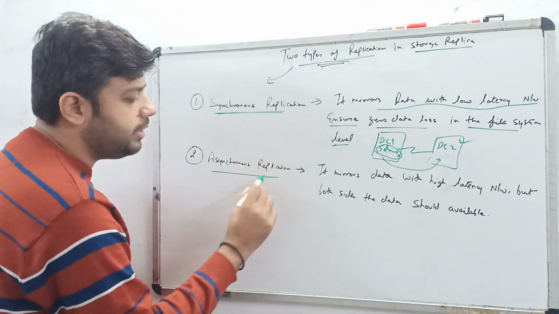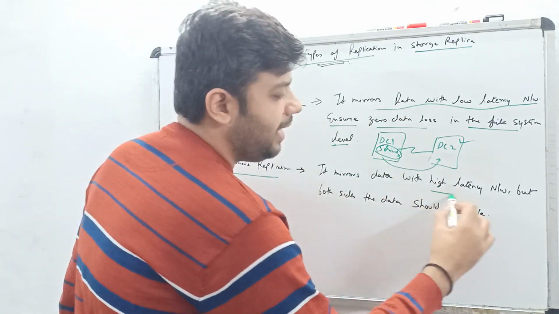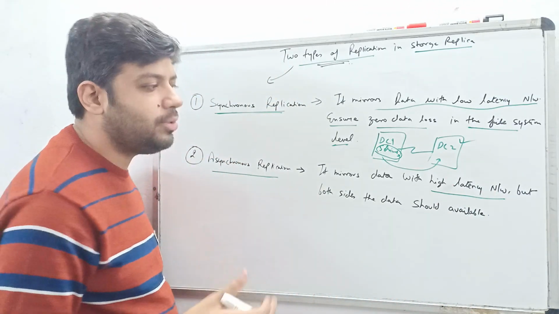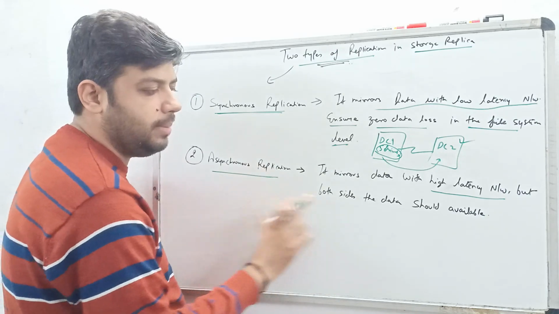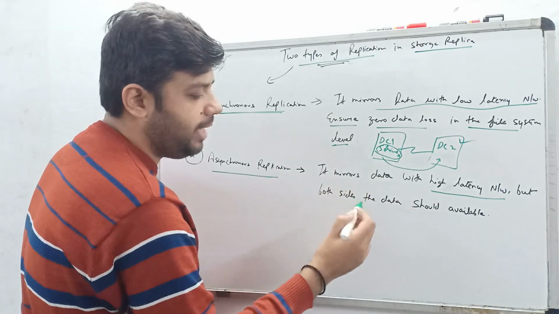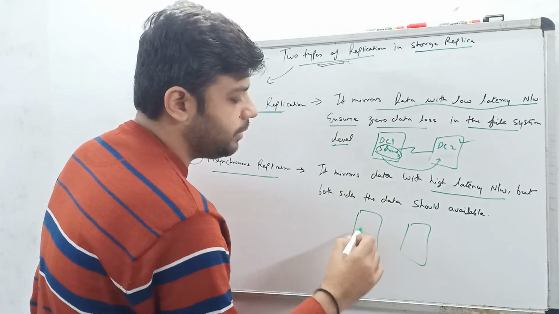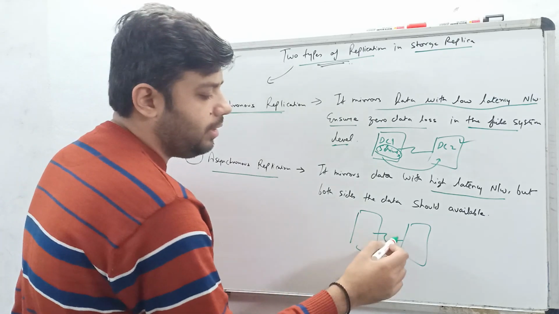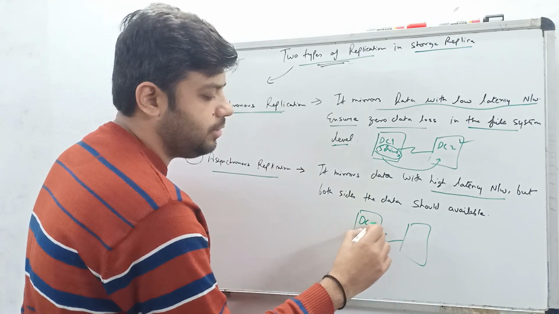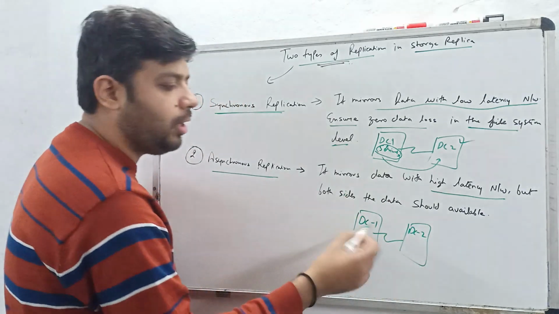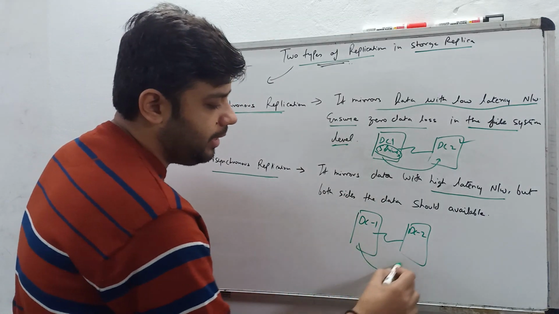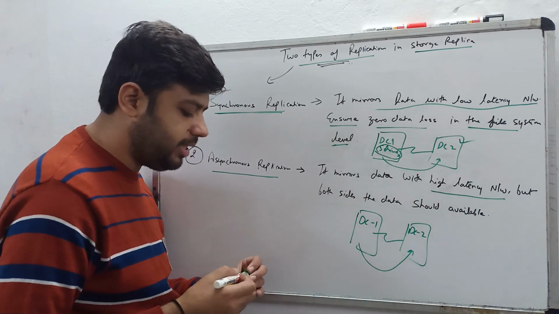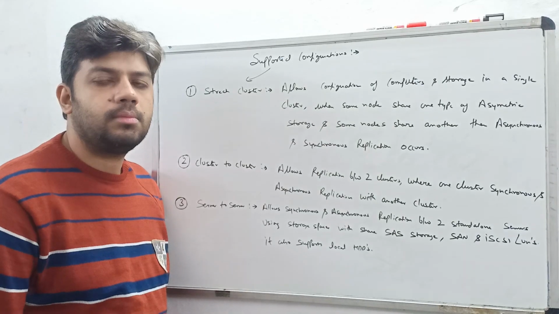Now we talk about the asynchronous. Asynchronous replication works with a high latency network. If there is a high delay in your network, in that case we can use asynchronous replication. Both sides the data should be available. Same, we have 2 data centers like this, and they connect to each other with a cable, with a network. If your latency is high between data center 1 and data center 2, it also does the same thing. It mirrors the data between the 2 data centers. If one data center is down, with the help of the second data center we can take over.